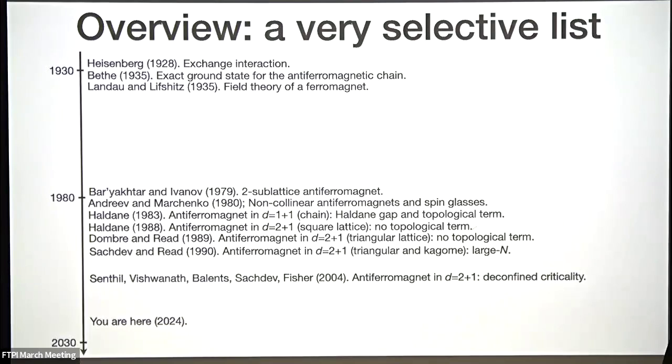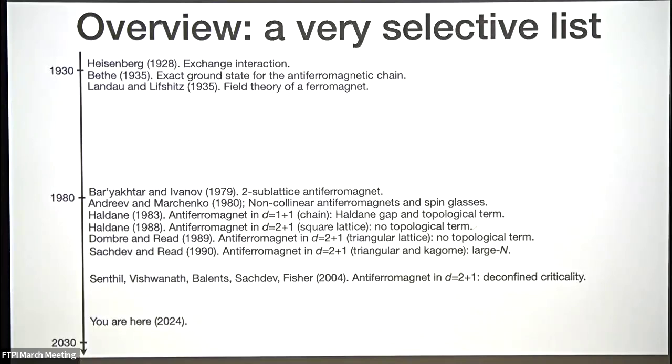And the list is selective. It doesn't include many very worthy papers here. So I'm skipping from there to the 1980s, when there was a spurt of activity, when first Bar'yakhtar and Ivanov wrote down a field theory for a simple antiferromagnet, a Néel antiferromagnet. Their equation was basically the adaptation of the Landau-Lifshitz equation to antiferromagnets. And shortly thereafter, Andreev and Marchenko wrote a very nice but very mysterious paper about general types of dynamics in magnets, including antiferromagnets and spin glasses, which many people cite, but maybe not many people understand.